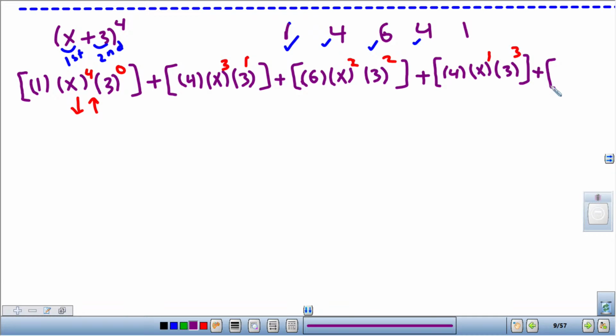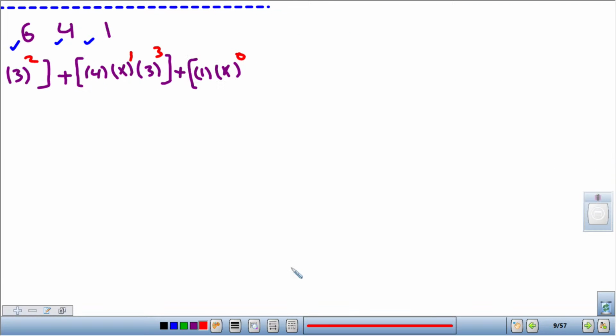And the last one, I'm going to borrow 1 from Pascal, which means I borrowed 1 from Pascal, check mark next to it. And then I'm going to take the x to the 0. That's okay, I'll leave myself a little bit more room here. And the 3 to the maximum possible power, which in this case is 4, because 0 plus 4 is going to be just 4.